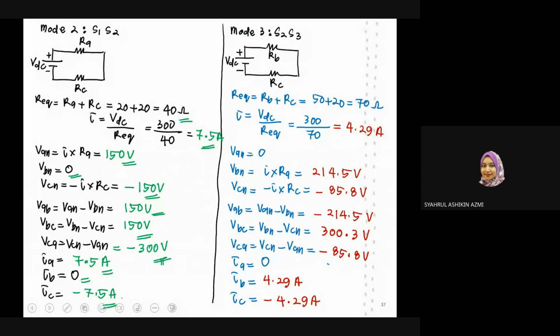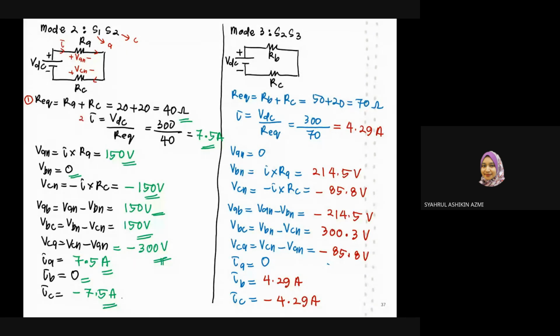So mode number 2, we have S1 and S2. S1 is the upper switch for phase A. S2 is the bottom switch for phase C. So you draw these equivalent circuits here. Okay, so step number 1, R equivalent will be equal to RA plus RC. Your RA is 20, your RC is also 20, so you get 40 ohm for your R equivalent.